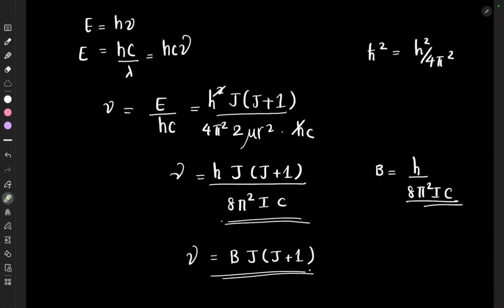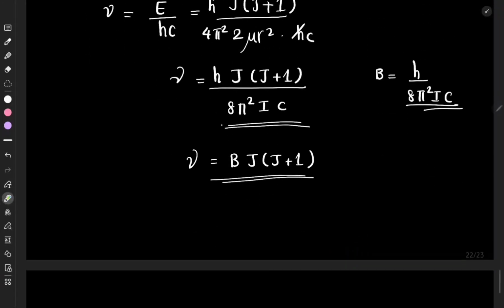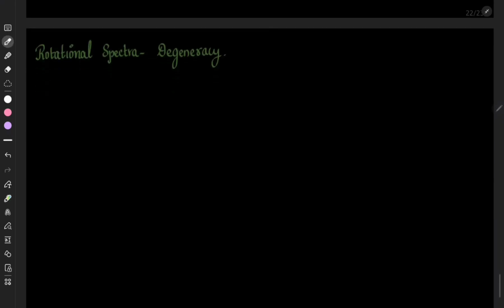So in the previous lecture we stopped at this state. Today in this lecture we will be discussing degeneracy. Degeneracy means that when two or more quantum states have the same energy, it is called degeneracy.